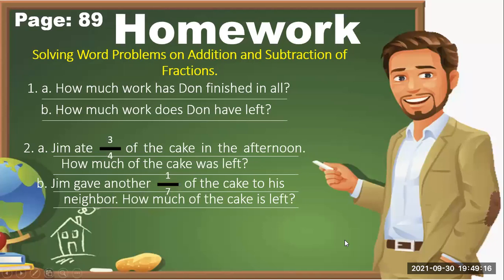Okay, now for your homework, please do your book on page 89. Answer page 89 in your book. There are 4 questions. Number 1, A and B. In letter A, how much work has Don finished in all? And then letter B, how much work does Don have left? In number 2, Jim ate 3/4 of the cake in the afternoon. And then how much of the cake was left? Letter B, Jim gave another 1/7 of the cake to his neighbor. So how much of the cake is left?